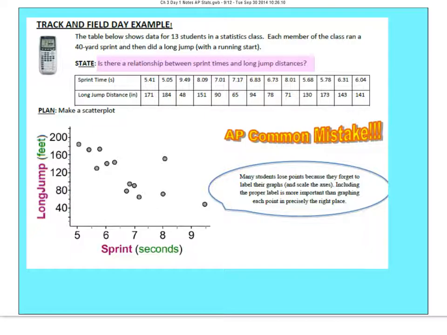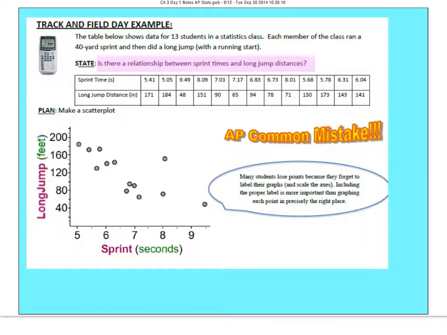The table below here has 13 students in a stats class. Each member of the class ran the 40-yard sprint, and they did the long jump. And they have all of the ordered pairs labeled vertically this way. Is there a relationship between sprint times and long jump distances? So let's make the scatter plot. On here, I'm choosing to put sprint time on the explanatory, long jump on the response. It could be vice versa on that. It doesn't necessarily matter, but make sure to label the axes.